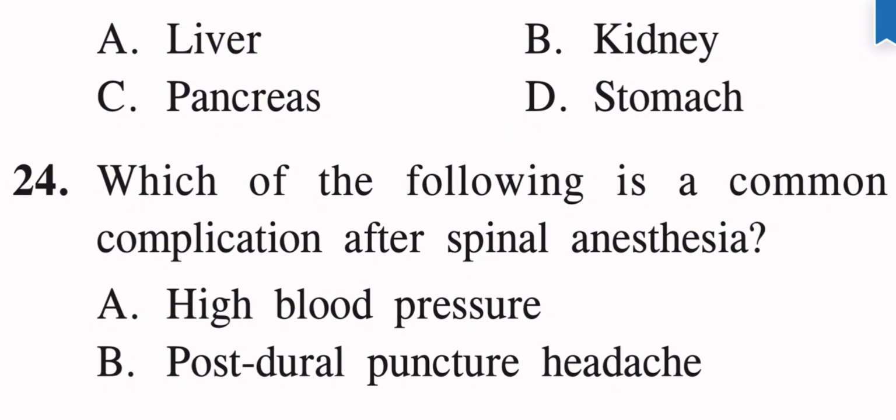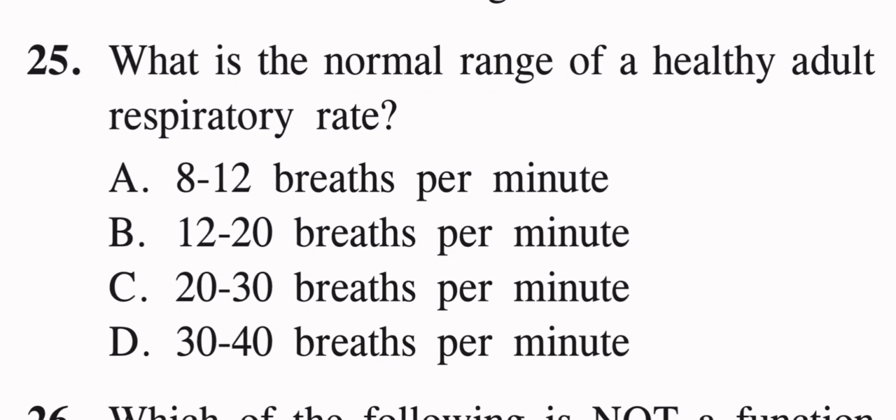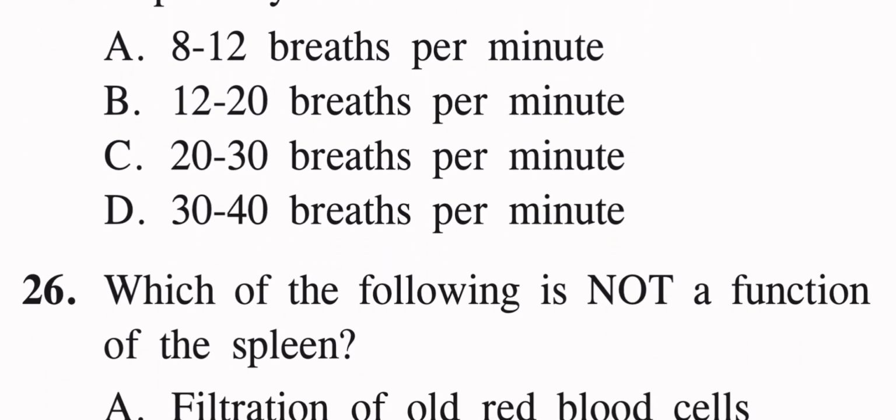Next question: which of the following is a common complication after spinal anesthesia? High blood pressure, post-dural puncture headache, respiratory failure, excessive bleeding. What is the normal range of a healthy adult respiratory rate? 8 to 12, 12 to 20, 20 to 30, 30 to 40 breaths per minute.